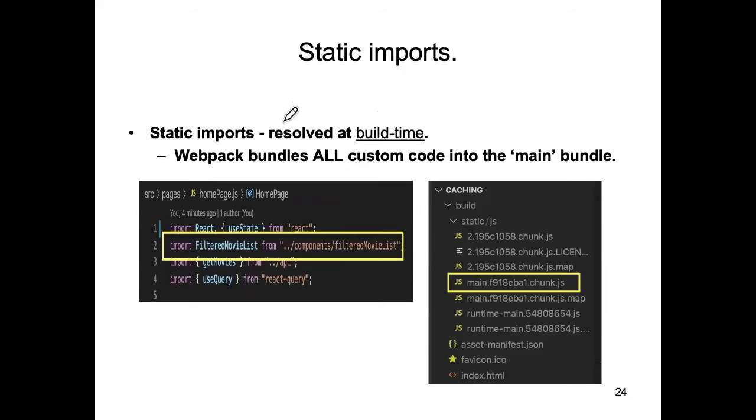Initially, when we would write this, we would use what are called static imports. Static imports are just the standard kind of import statements that you're familiar with from the web app dev module. So for example, I am importing here the filtered movie list component. That's the component that generates my list of movies in the home page. If I'm statically importing it, and I'm statically importing everything else as well, I'm saying up here that static imports are resolved at build time.